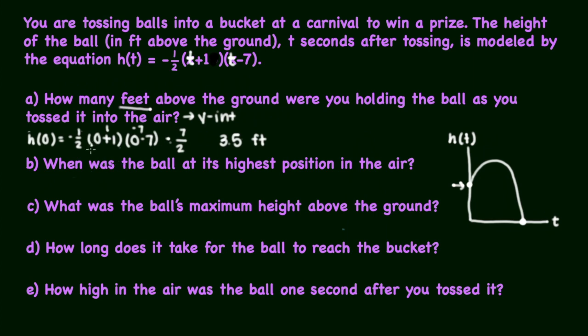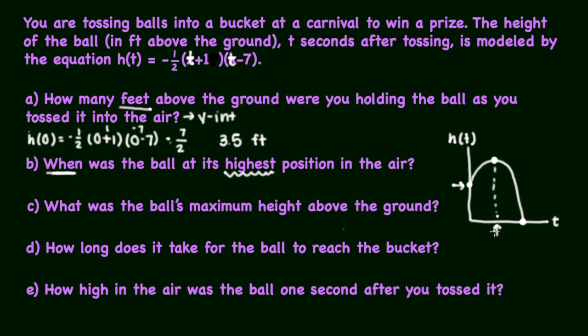Now our second part asks, when was the ball at its highest position in the air? So that means we're looking at time, which is some value on the x-axis. And when was the ball at its highest position? This highest is a keyword for the vertex. So we're looking for something about the vertex, when as it was traveling, we're looking at this point right here.